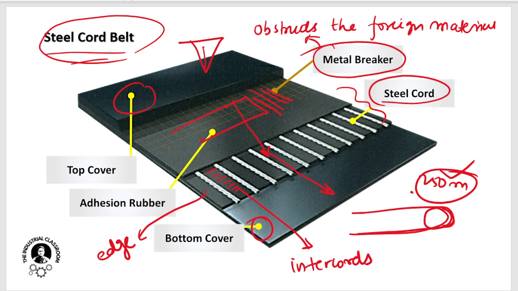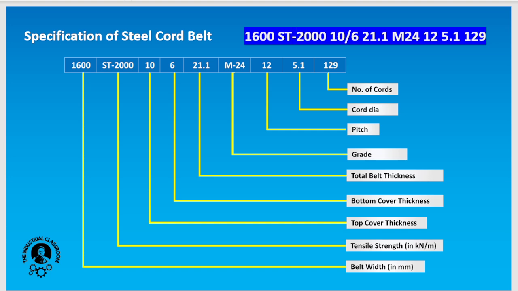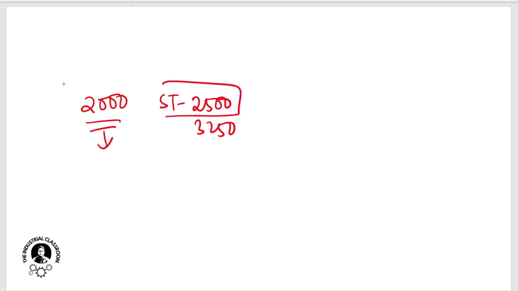Now let us learn about the specification of the steel cord belt. Before coming to this difficult specification, let me first show you an easier one. In a steel cord belt, the first digits consist of the belt width. Let us consider 2000. Next we may have ST2500, ST3250, different ratings. ST denotes that it is steel cord, and this is the tensile strength.